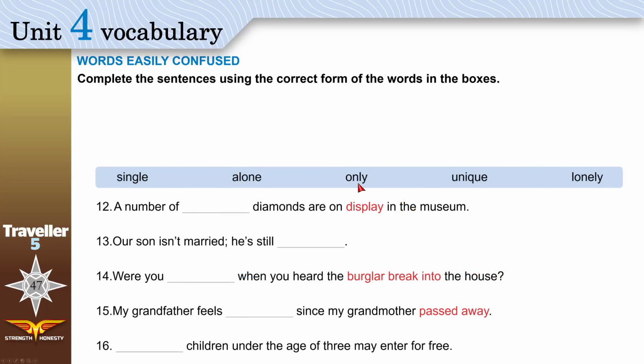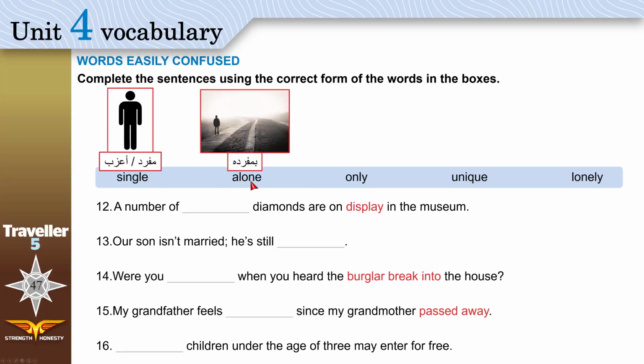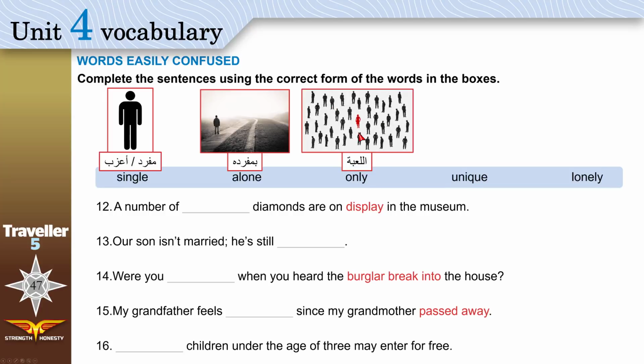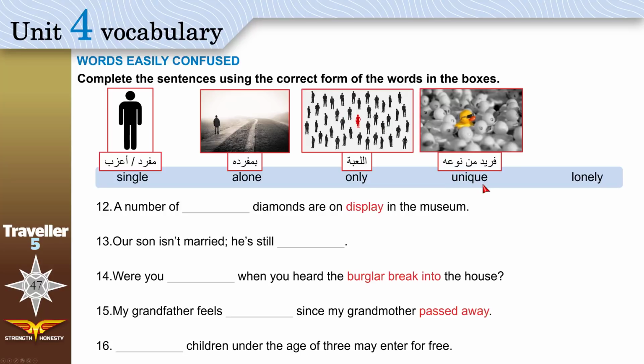Single, alone, only, unique, lonely. These words are adjectives except for only, which is a conjunction. Single can mean not married or having no partner, all by himself or herself. Alone means nobody is with that person at that moment or that place. Only means except that. When I say only women can enter this place, that means nobody can enter except women. Unique means there is nothing like it, one of its kind.